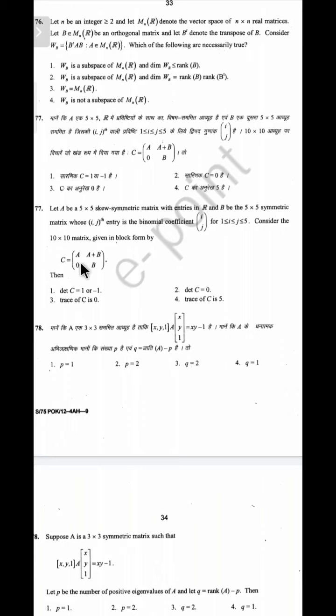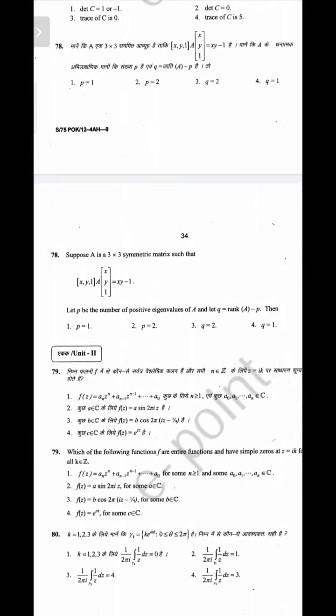What will be trace of A and trace of B? But what is trace of A? That is 0. Trace of B will be n, that is 5. So 2 and 4, 77. 2 and 4, correct. Yes. What is the next one?